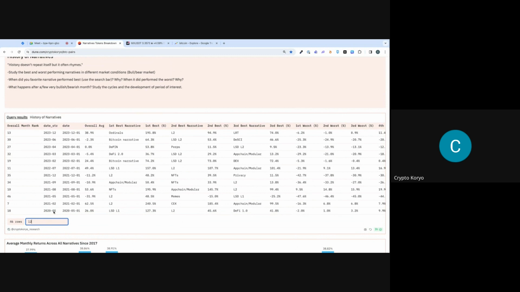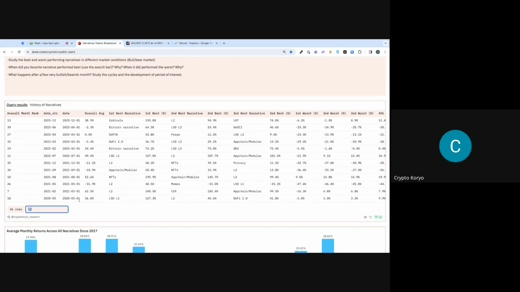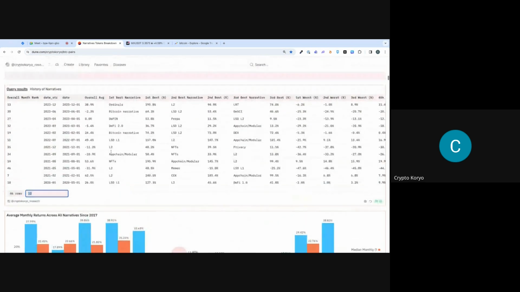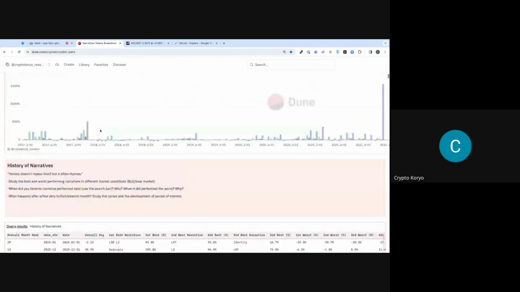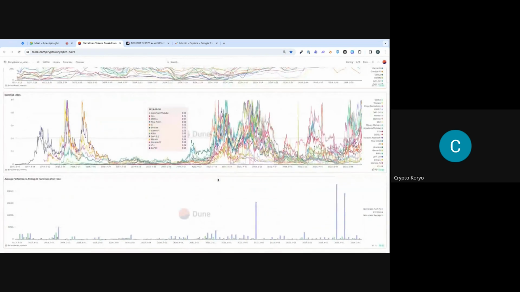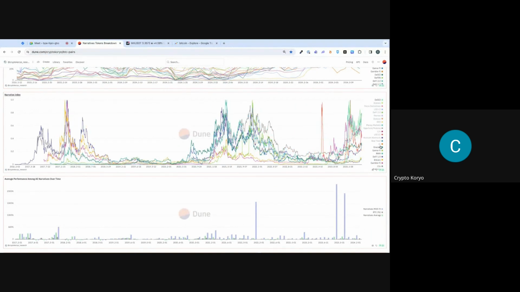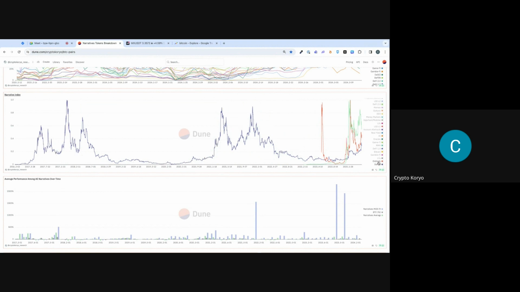So this gives you more data about historical performances and how long a narrative can last. This is one thing that I look at in the history of narratives, and then ultimately also this one. Here you have an index of all the narratives, and so you can see, just for the sake of illustration.